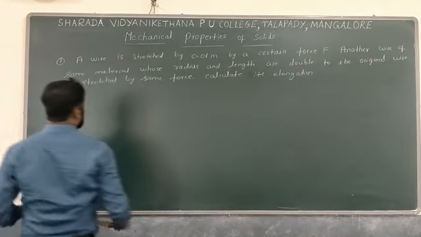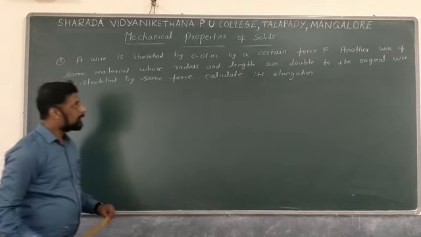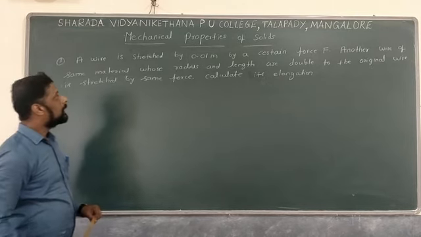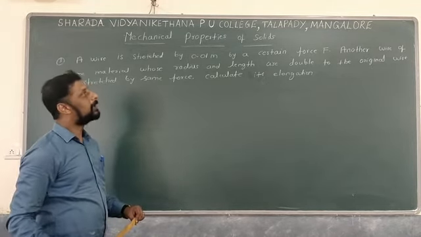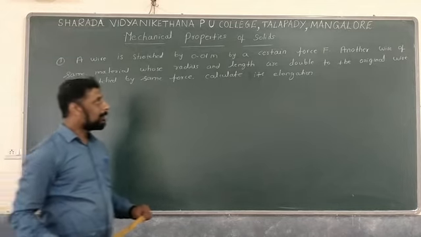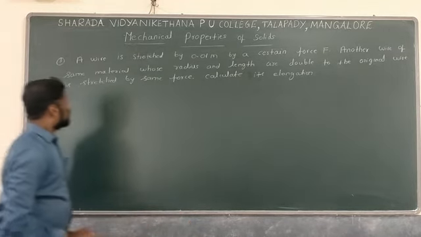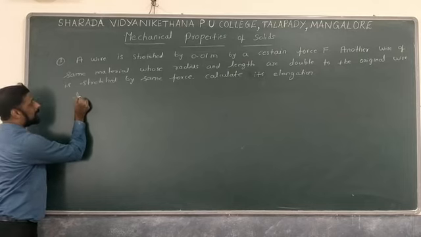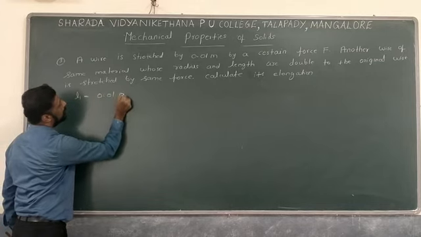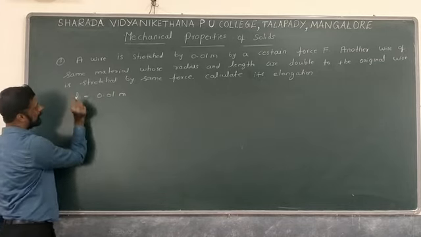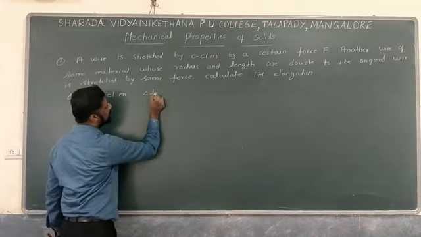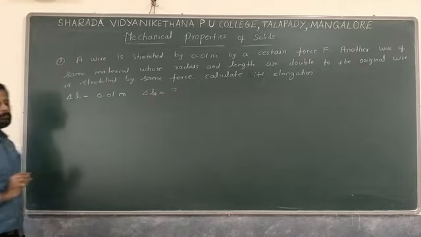Students, next problem. A wire is stretched by 0.01 meter by a certain force F. There is another wire of the same material, but its radius as well as length are double that of the original wire, and it is stretched by the same force. Calculate the elongation produced in the second wire. In the first wire, the elongation produced is delta L1, which is 0.01 meter. Calculate the elongation produced in the second wire, that is delta L2 is equal to how much?